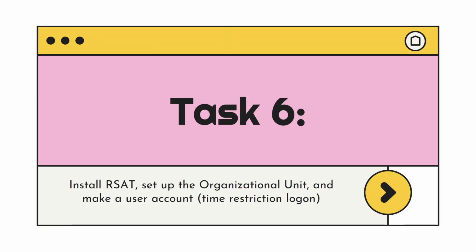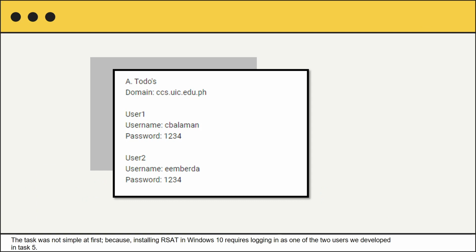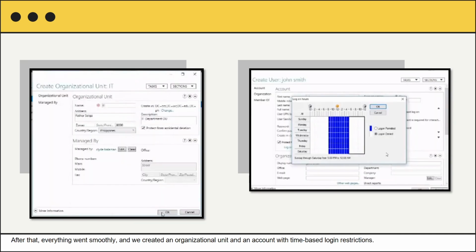Task 6. Install RSAT, set up the organizational unit, and make a user account with time restriction logon. The task was not simple at first because installing RSAT in Windows 10 requires logging in as one of the 2 users we developed in Task 5. After that, everything went smoothly, and we created an organizational unit and an account with time-based login restriction.